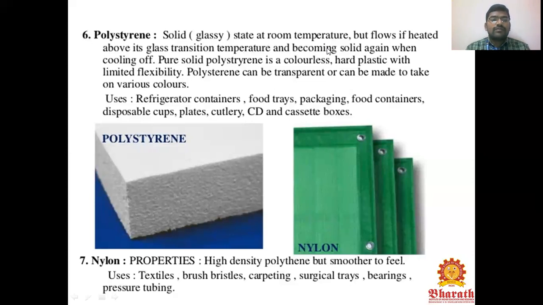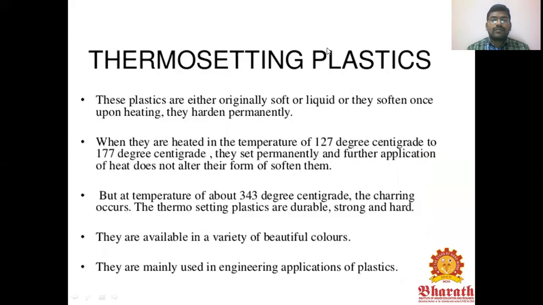Nylon has properties like high density polyethylene, but is smoother to feel. The uses are textiles and bristles, carpeting, surgical trays, bearings, and pressure tubing. So many applications are there for nylon 66 also.